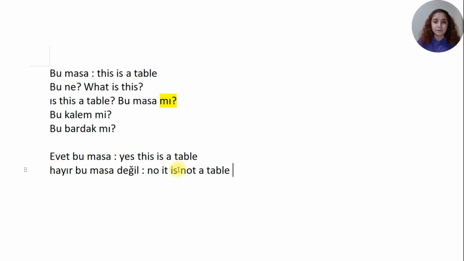Okay. And this not comes after is in an English sentence. This not comes at the end of the sentence in Turkish. You need to say this not at the end. Bu masa değil, bu bardak değil, bu kalem değil. It is not a pencil, it is not a glass, it is not a table. Okay, this is the structure.